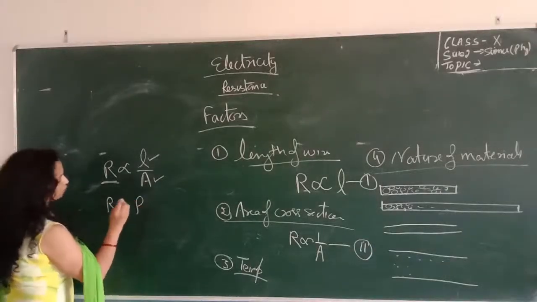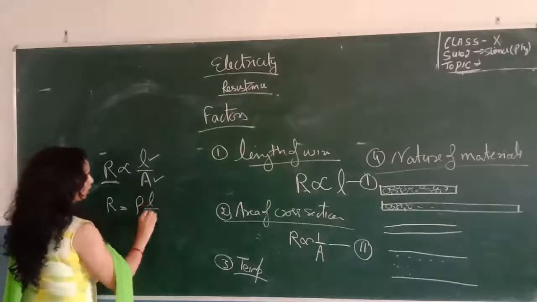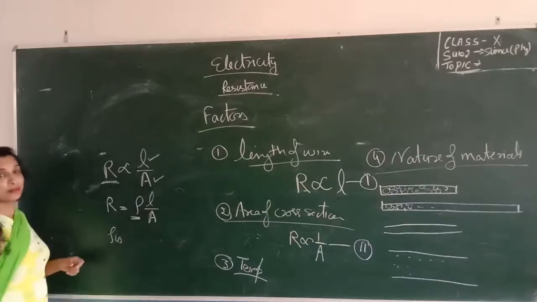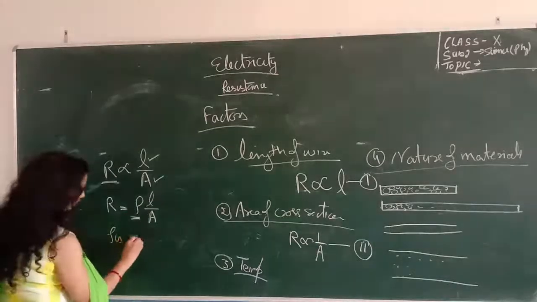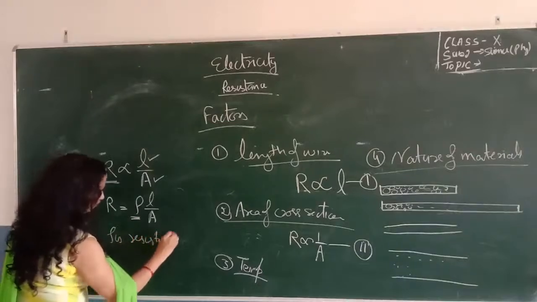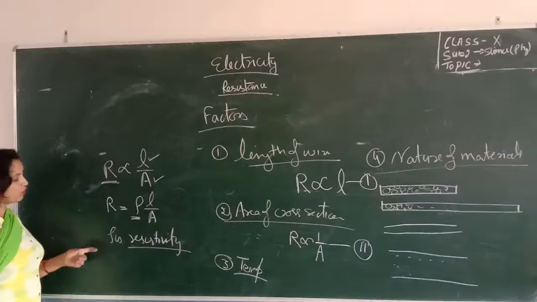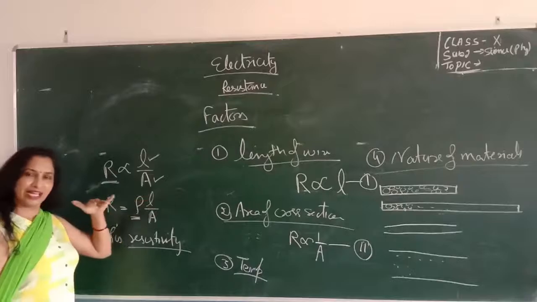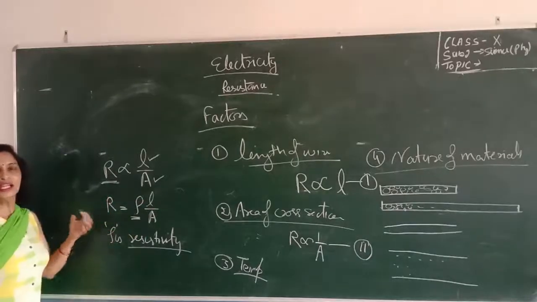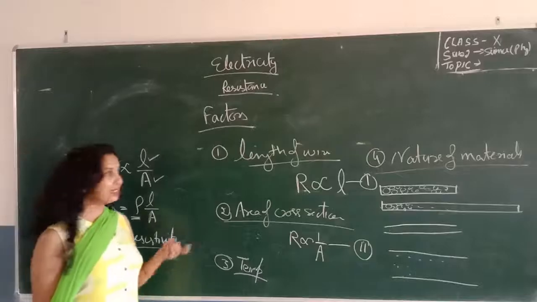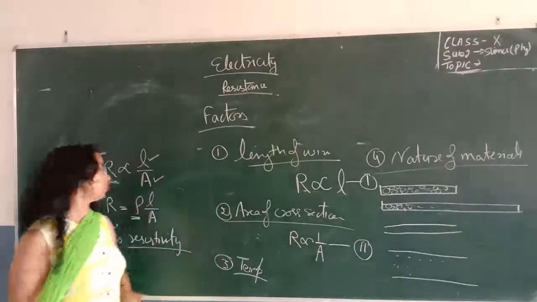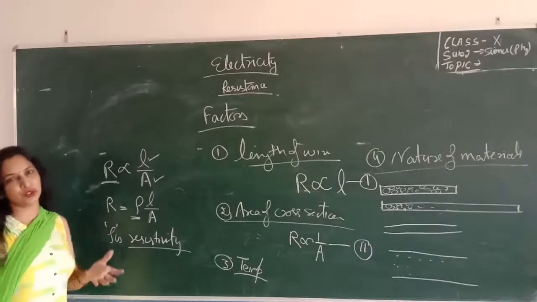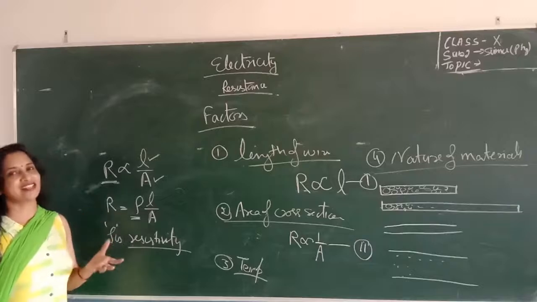This is rho into L by A. This is a constant, and its name is resistivity. Rho is the resistivity of the material. It does not depend on the length, area of cross section, or the resistance. It only depends on the temperature and the material. So resistivity does not depend on the length as well as the area of cross section, or on the resistance. It depends only on the temperature as well as the nature of the material.